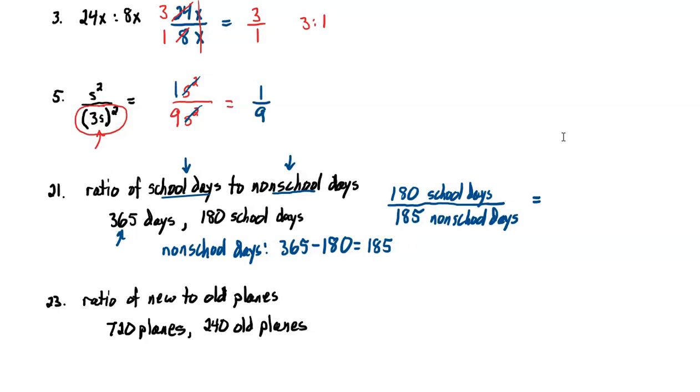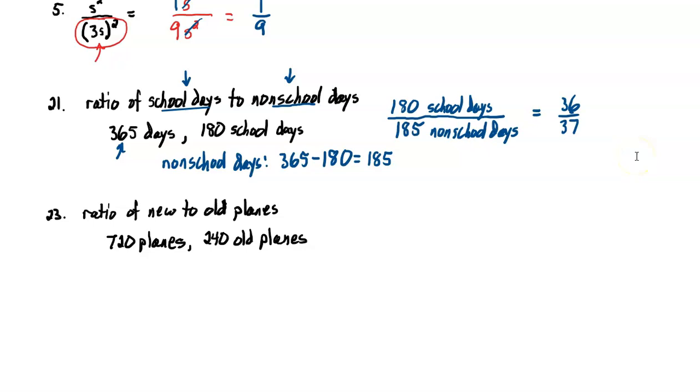This is going to simplify. Because one number ends in 0 and the other ends in 5, I know for sure that they both divide by 5 and maybe something even bigger. I'm going to use my calculator's fraction button and type 180 on the top and 185 on the bottom. And this reduces to 36 over 37.